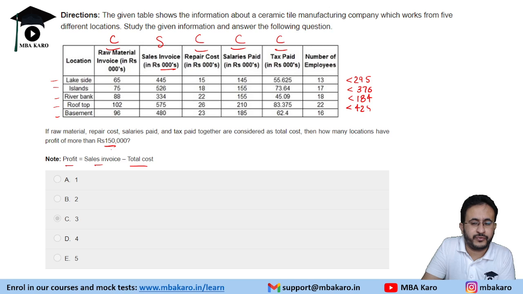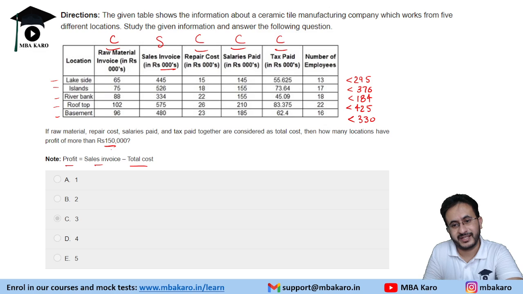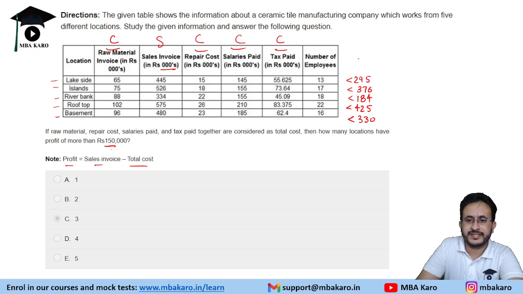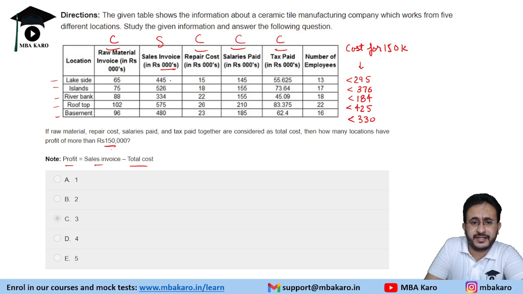Cost less than 425 and cost less than 330, because if the cost is more than this, the profit will be less than 150,000. So these are the costs for 150k profit. If you have more than this profit, the cost should be less. Now let us see whether it is less than.